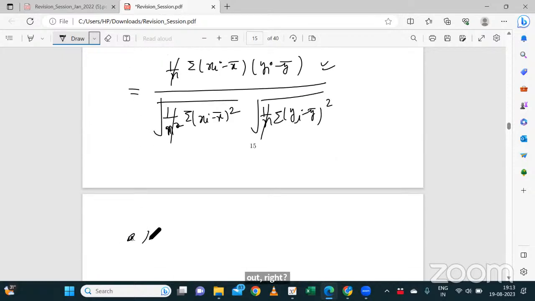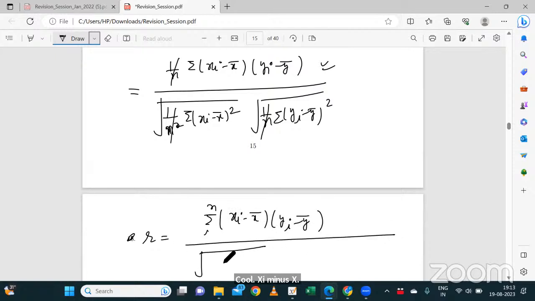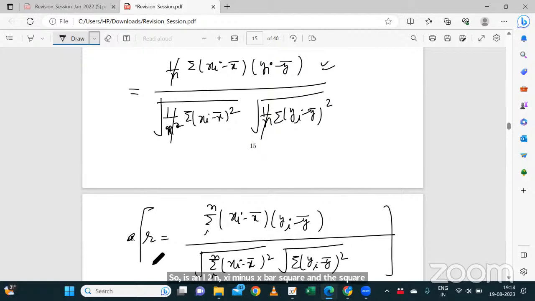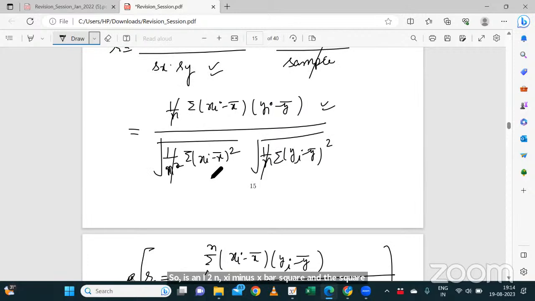So I'm getting the value of r as summation of i to n, (xi minus x bar) into (yi minus y bar), divided by square root of summation i to n (xi minus x bar) square, and square root of summation (yi minus y bar) square, or you can directly use this formula, no problem. Yeah, I told you for population and sample.